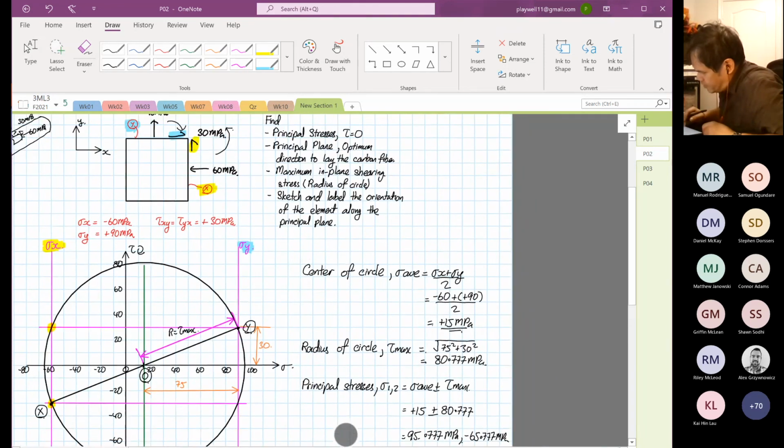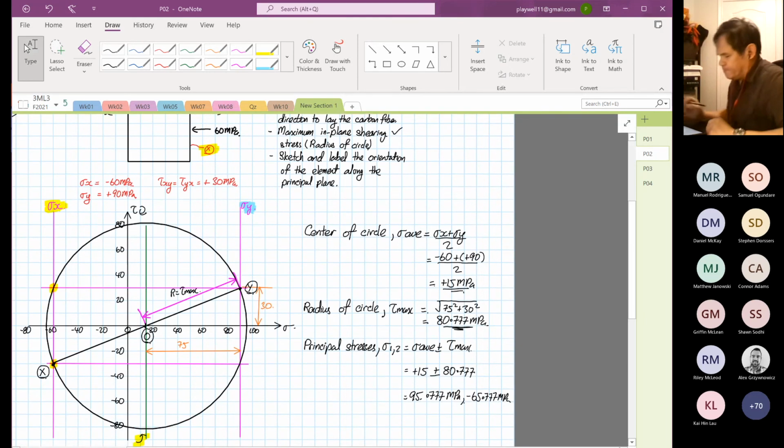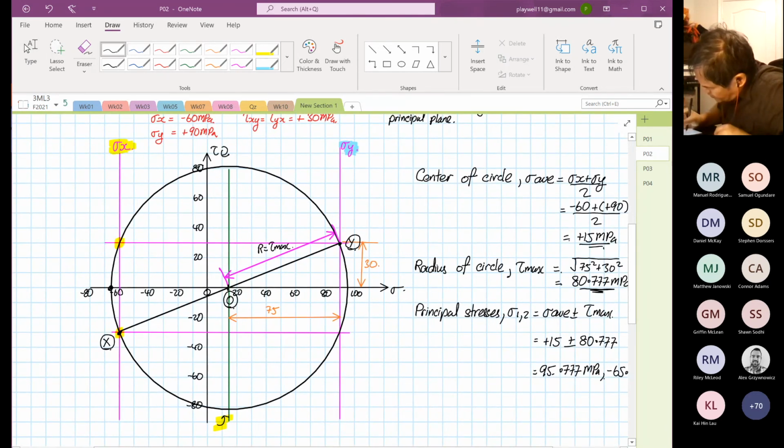So where are we? We have found our principal stress. We have found our maximum in-plane shear stress, which is equal to 80.777. So we are halfway done. The next thing is we already know stress 1 and stress 2. Over here, this is your stress 1, and over here, this is your stress 2. We found our stresses.